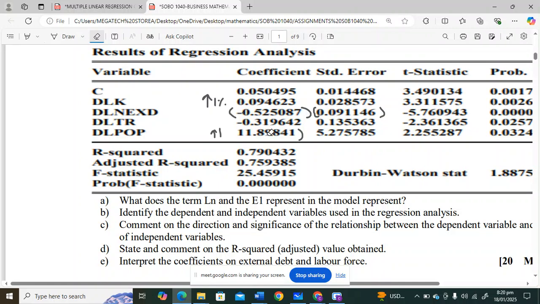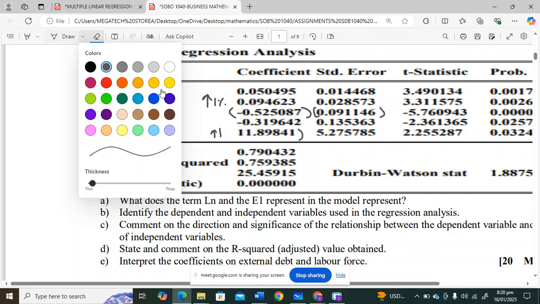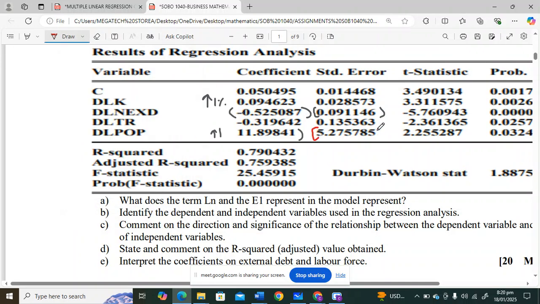11.89%. Now, if we look at the standard error, it's not really that big, but it's kind of big compared to the other ones. So it means if you run this test again, you might get some values that may not be 11. You might get a 12, a 13, a 14, you might get a 10, a 9.